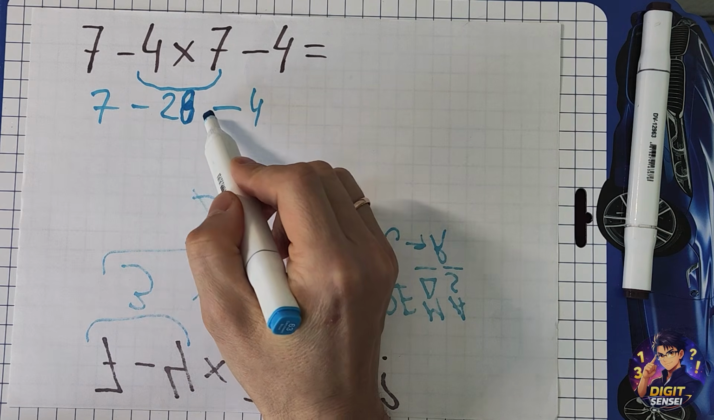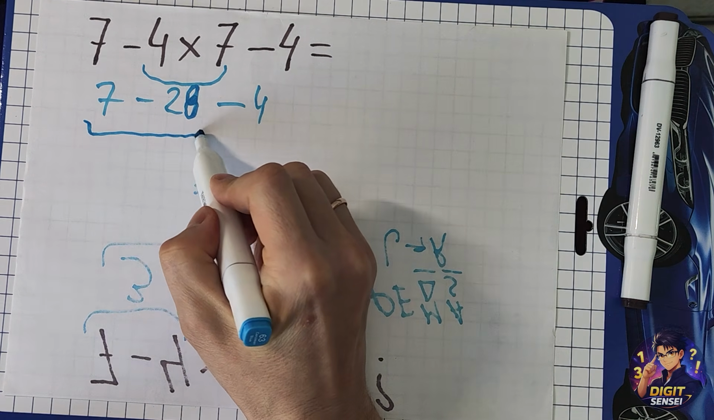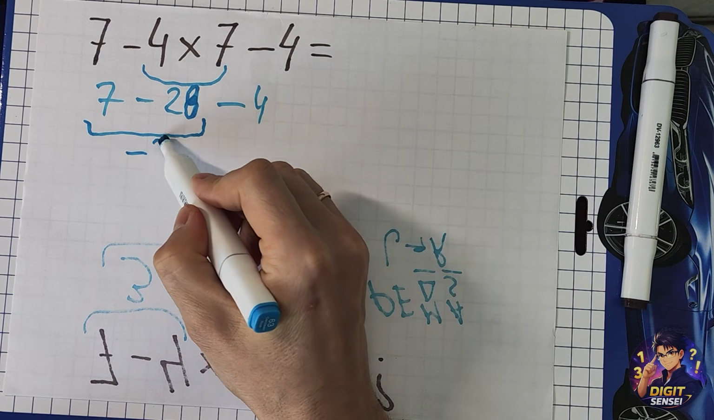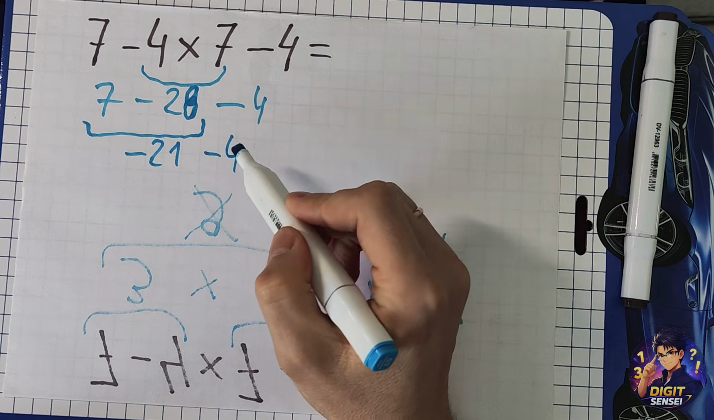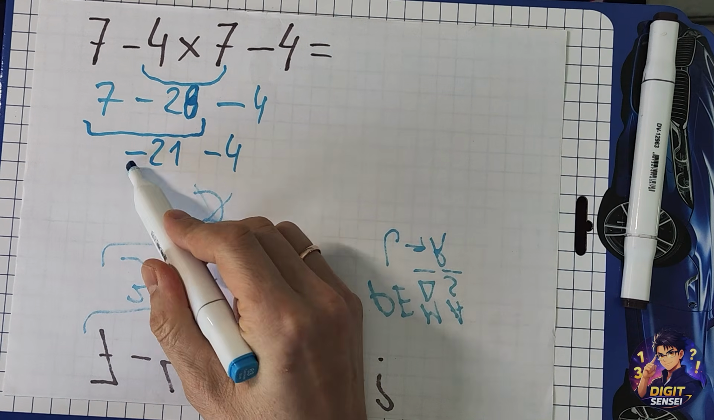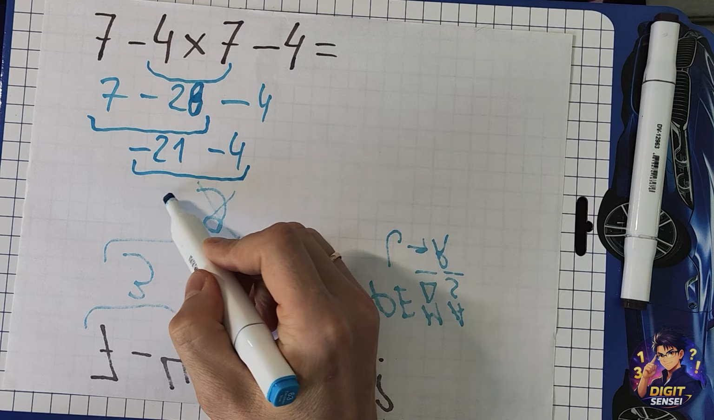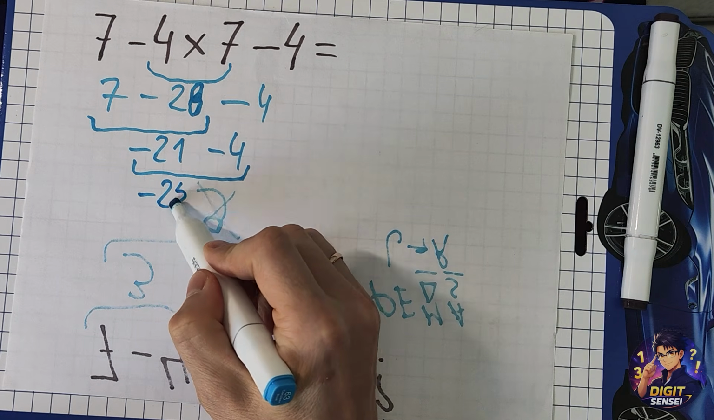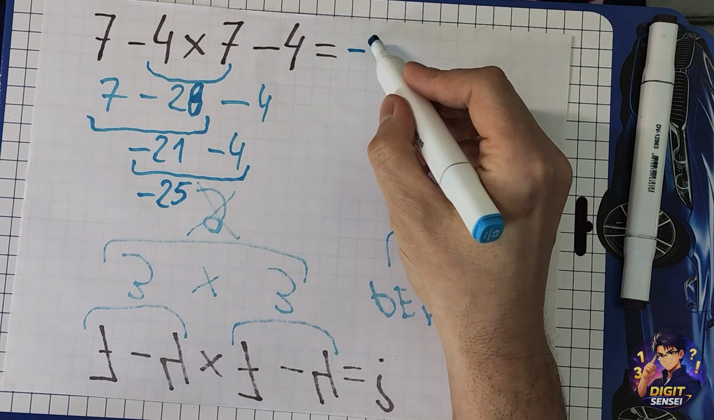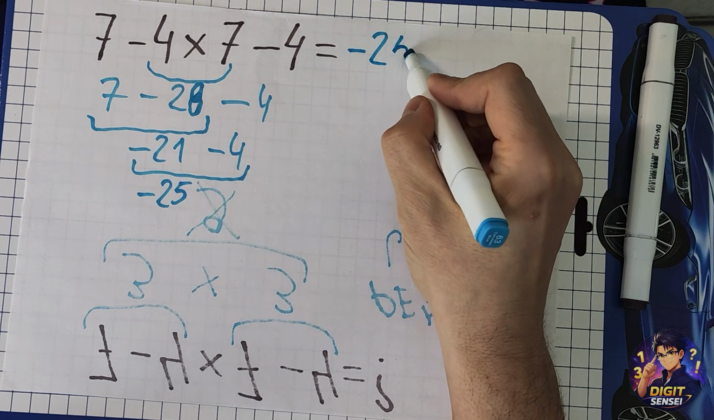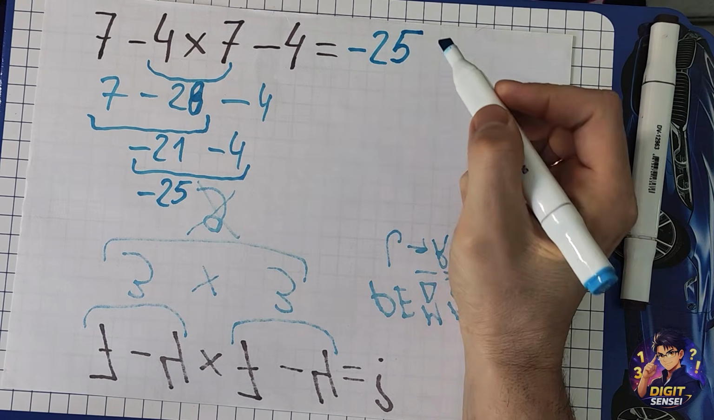7 minus 28 gives us negative 21, and then minus 4. So negative 21 minus 4, which gives us negative 25. And this is our final answer to this problem. The correct answer is negative 25.